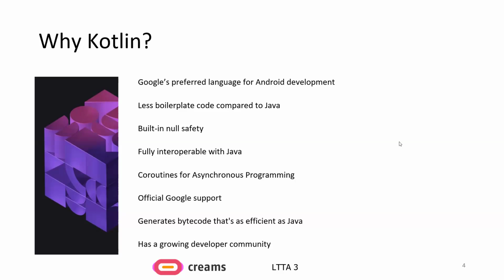It has coroutines for asynchronous programming. It also has official Google support with Jetpack libraries like ViewModel, LiveData, etc., and they are designed with Kotlin in mind. It also generates bytecode that is as efficient as Java, ensuring performance isn't compromised. Finally, it has a growing developer community offering extensive resources, tutorials, and libraries. Although we will just scratch the surface with this presentation, you can also log in and check what happens. It has a very vibrant community, and a lot of people are programming mobile applications with Kotlin.